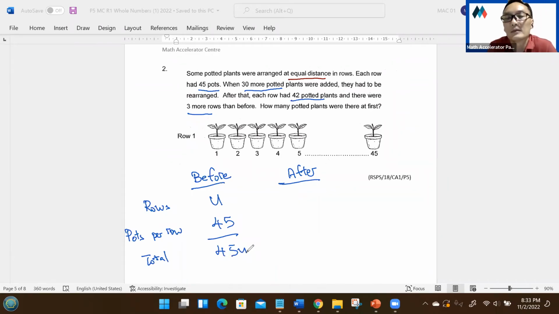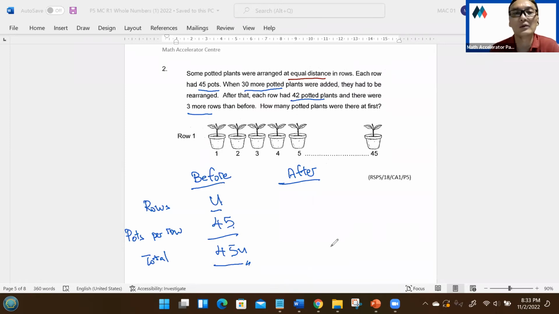Okay, up to this point, do we understand? Yes or no? If yes, please type a yes. If not, type a question mark, right? So this is the unit that we need to find out. Okay, so the next thing is, after that, each row has 42 potted plants. We just let the number of rows be a unit. And we have 45 per row, right? So 45 times 1 unit will give you 45 units.